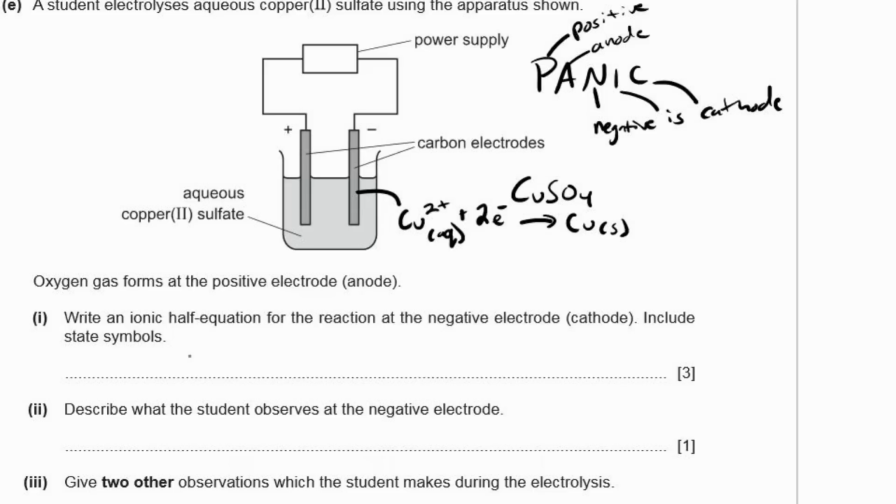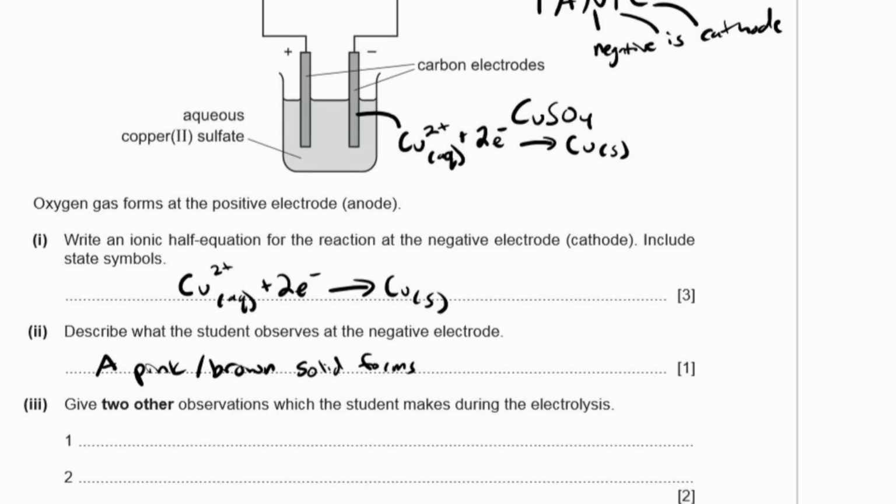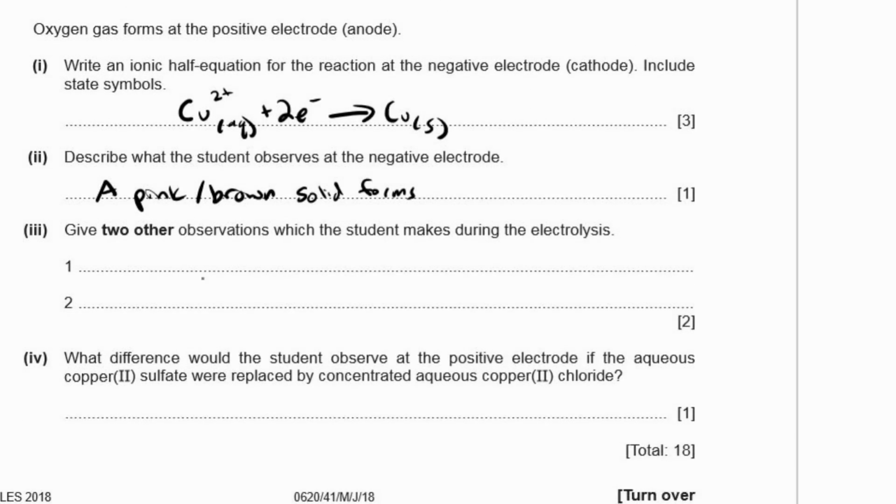So if we write that in here, Cu2+ aqueous plus 2 electrons produces Cu solid. Good. And describe what the student observes at the negative electrode. Well, at the negative electrode, you can say a pinkish brown solid forms. So it coats the electrode. That's the one that they want there.